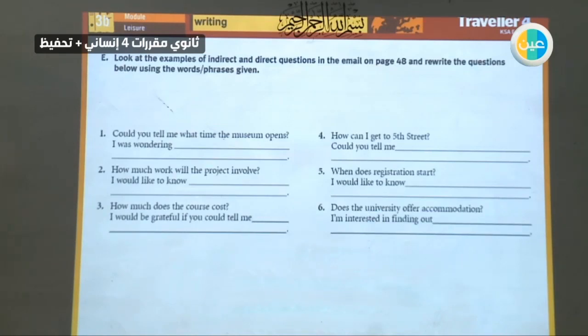Let's move to E. What we have here, exercise E, look at the examples of indirect and direct questions in the email on page 48 and rewrite the questions below using the words or phrases given. We have some examples of indirect and direct questions. We have to rewrite them again. Number 1, could you tell me what time the museum opens? I was wondering. This is the direct question. I want to write it again as an indirect question. I was wondering what time the museum opens. This is indirect. Excellent. We write it again as an indirect question.